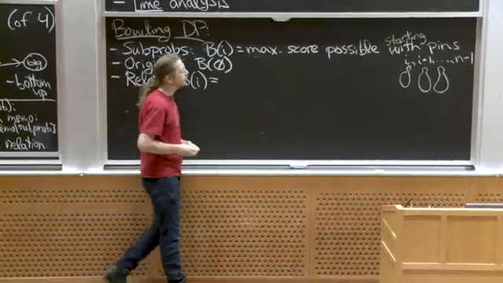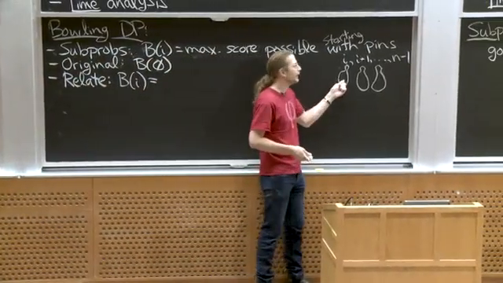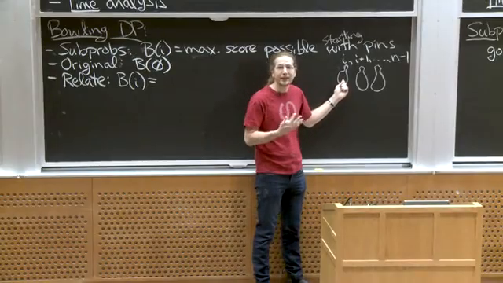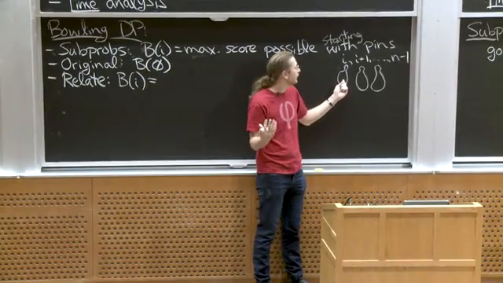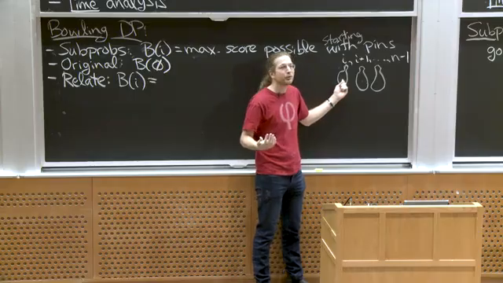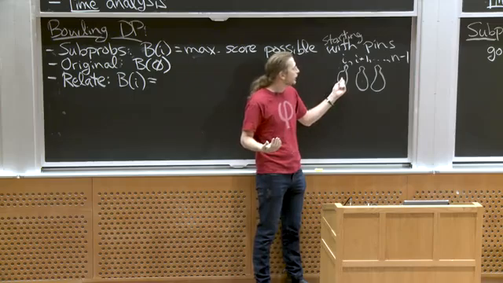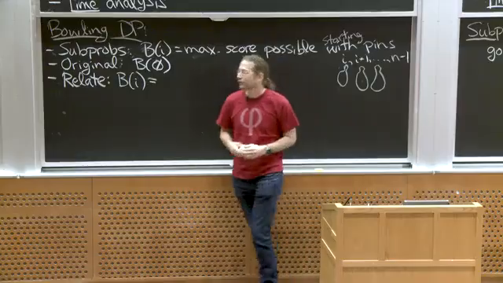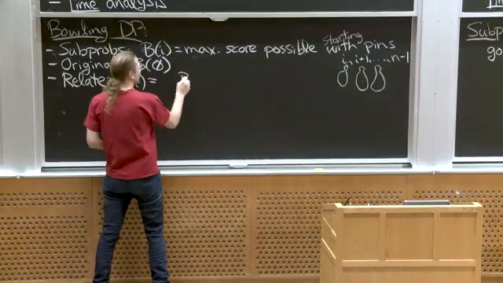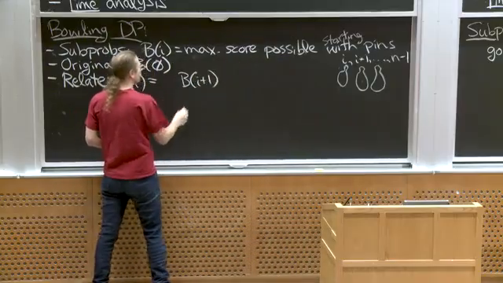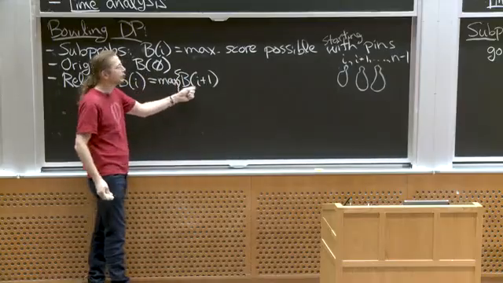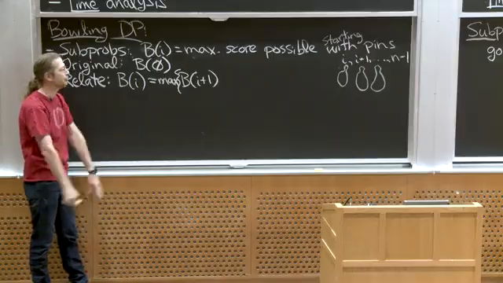Okay, so what could I do? Well, the idea is to just look at pin I and think, what could I do to pin I? I could not hit it ever with a ball. I could skip it. That's one option. What would be my score then? Well, if I skip pin I, that leaves the remaining pins, which is just a smaller suffix. So that is B of I plus 1. I'm going to write a max out here because I'd like to maximize my score. And one of the options is forget about pin I, just solve the rest.